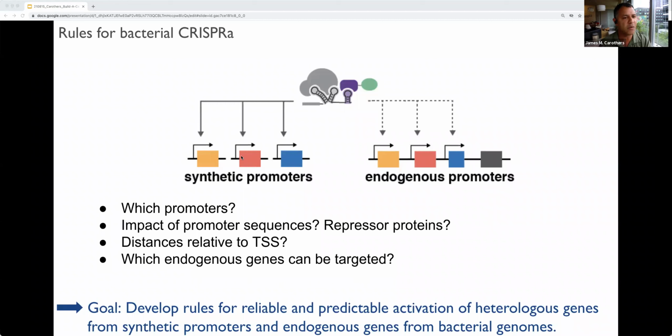This is probably why CRISPR activation in prokaryotes had lagged the development of similar tools in eukaryotes. So really what we wanted to understand was how we could most effectively activate genes from synthetic or engineered promoters so that we could control heterologous gene expression. But then we also wanted to develop a set of rules that would allow us to activate genes within bacterial genomes.